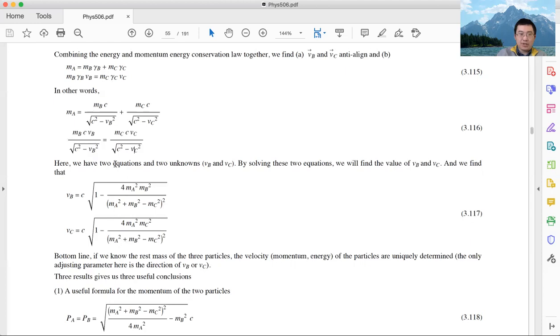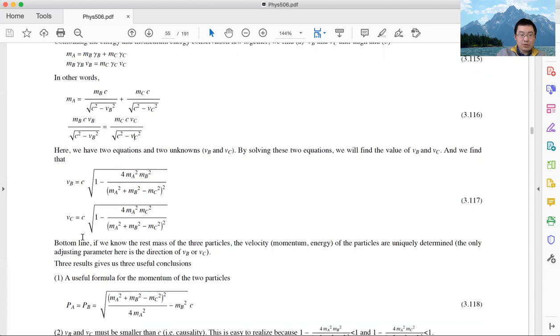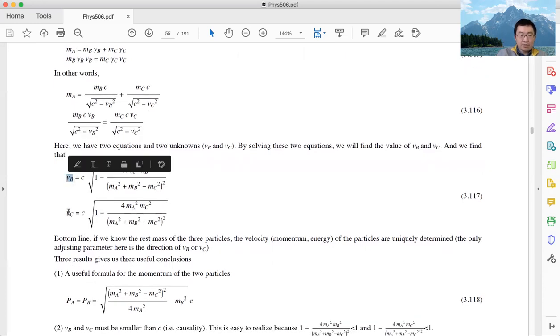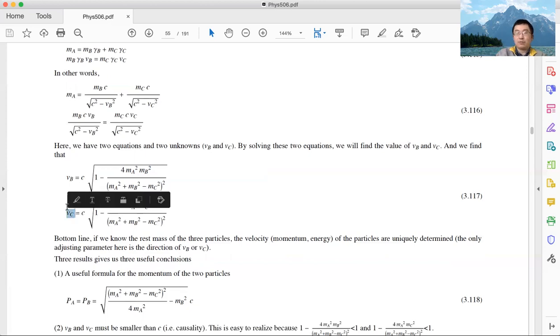I will not bother you with the detail, but you can verify afterwards that this is the solution of these two equations. And this solution is very nice. The velocity of particle B and the velocity of particle C only depend on the speed of light, c, and the rest masses of my particles. As long as I know that particle A decays into particle B and particle C, and as long as I know the rest mass of those types of particles, I can get MA, MB, and MC, and I can get a unique value for VB and a unique value for VC.